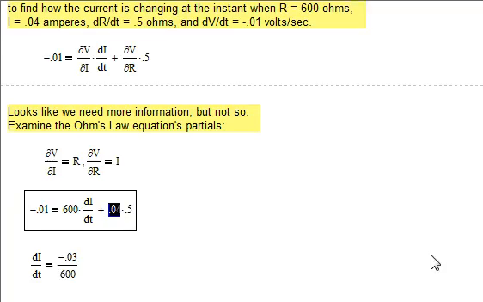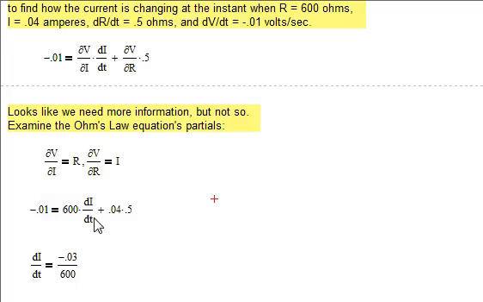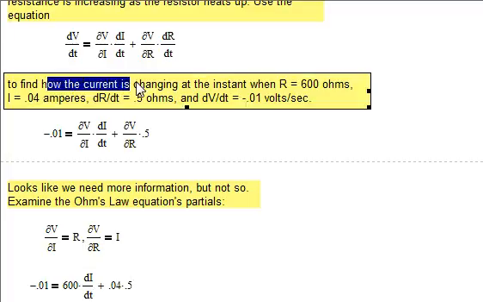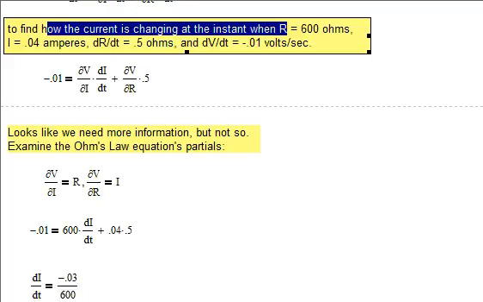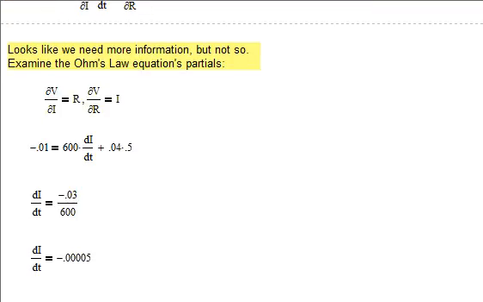And now we have an equation with only one variable in it, and that's the change in the current with respect to time, and that's what we're supposed to be finding, how the current is changing at the instant when R is 600, I is 4/100ths of an ampere, dR/dt is half an ohm, and the change in the voltage is negative 0.1. So solving this for dI/dt is not very hard.